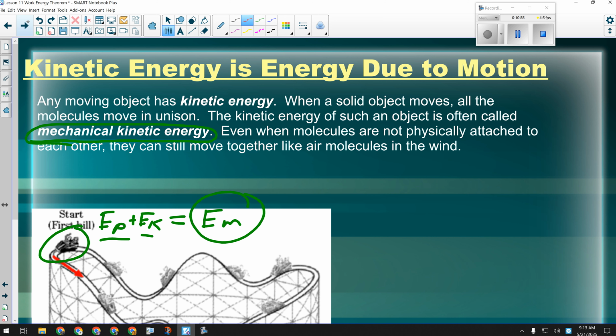Okay, so any object that's moving has kinetic energy. It's part of an object's total mechanical energy, but it's the one that actually does work. And we can use kinetic energy of anything as long as it has mass and is moving. It's how wind power works.